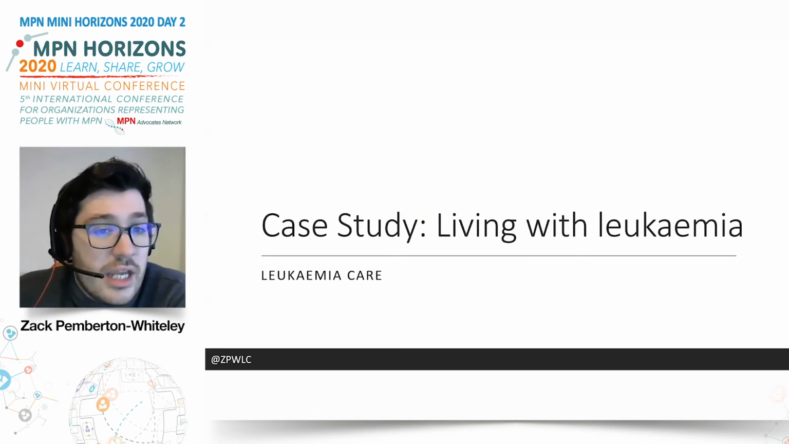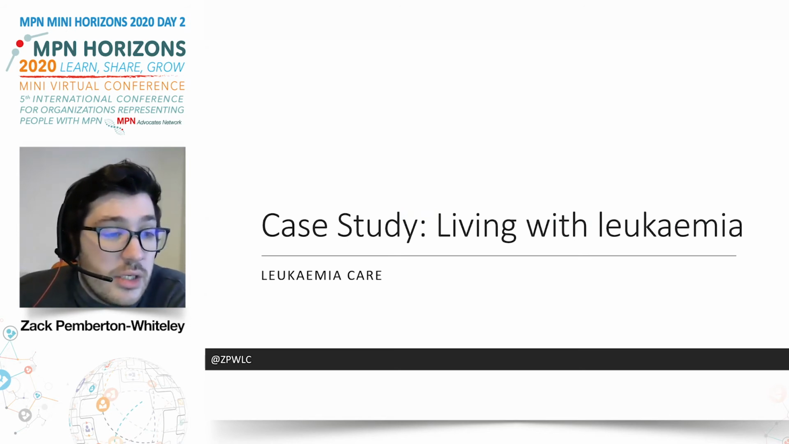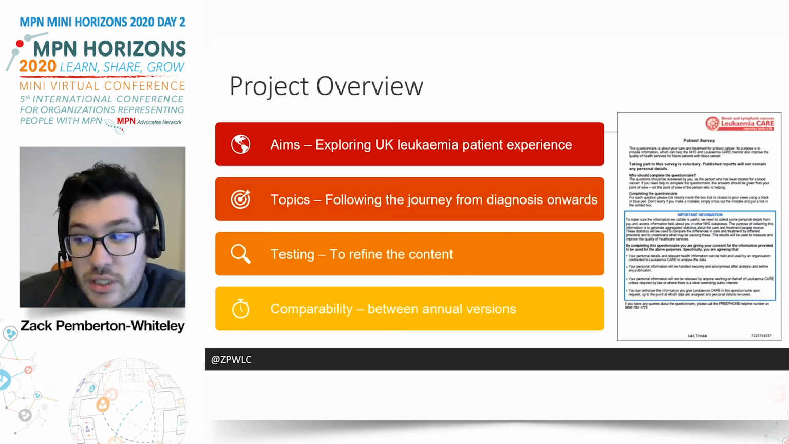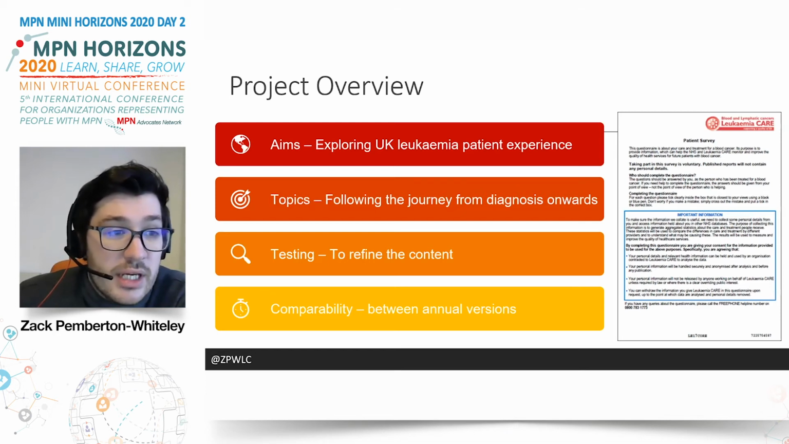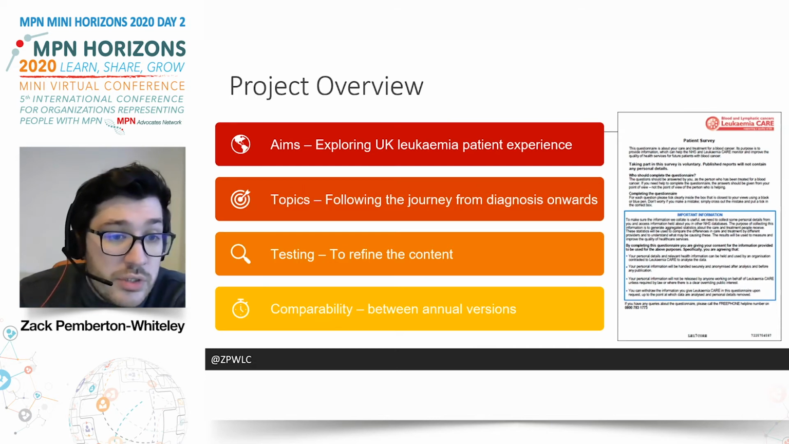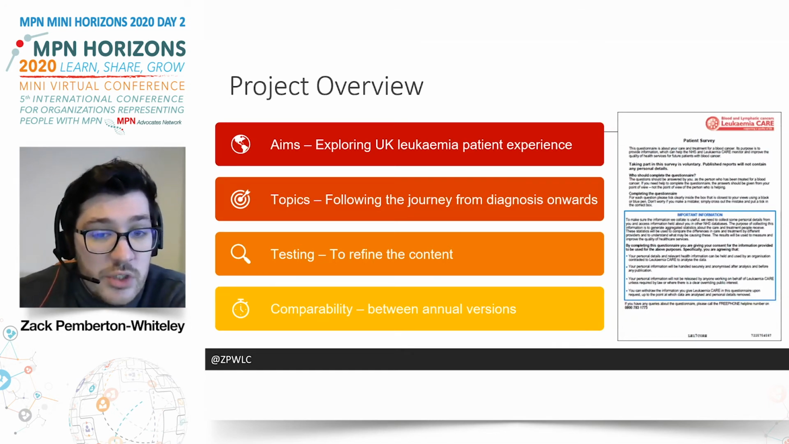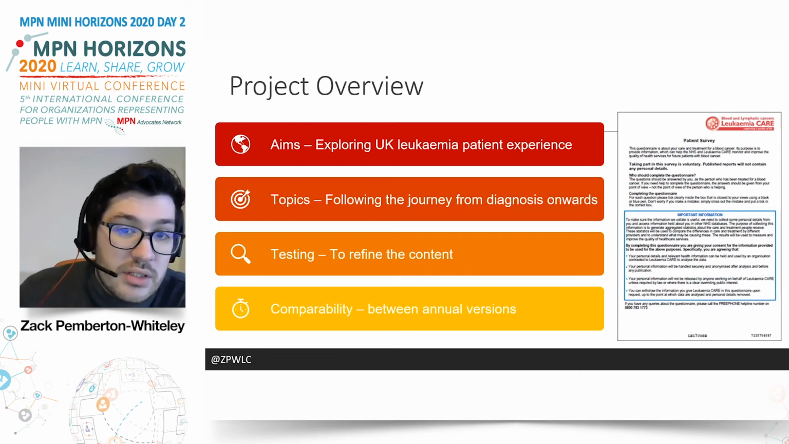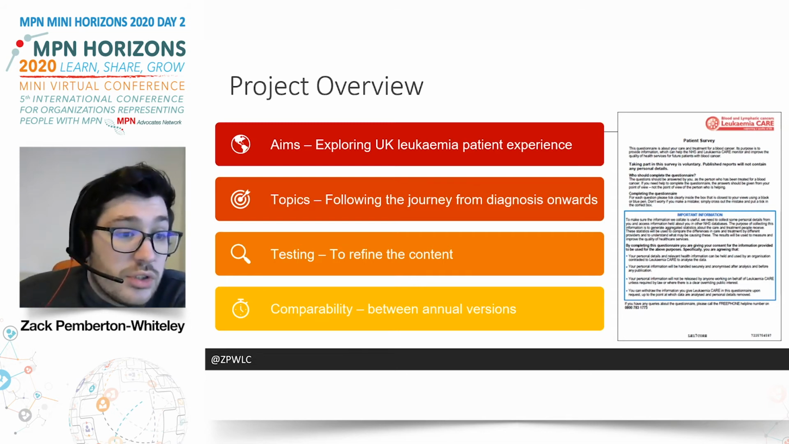So a short case study here of what we did in the UK as Leukemia Care. The aim of our project was to understand patient experience in the UK and look particularly how this varied for different leukemia types. And we asked patients a series of questions from the point of diagnosis onwards to see how they had been impacted on their daily lives. We tested it with a series of individual patients of different leukemia types in the UK to make sure the content was correct and was asking the questions that we wanted to ask. And we've run this a number of times, and we've looked to compare the results between the different annual versions.